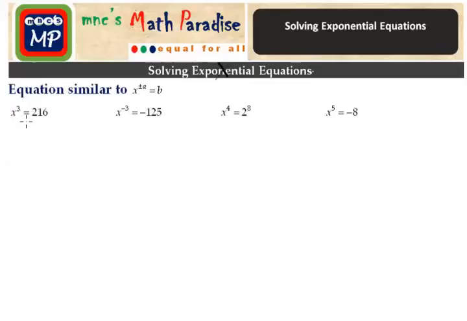So let us do some examples here. x to the power cube equals 216. So here the base is x, the power is 3. So we need to factor this big number so that we can write it as a power of 3.